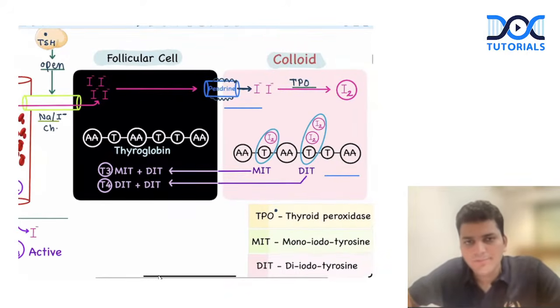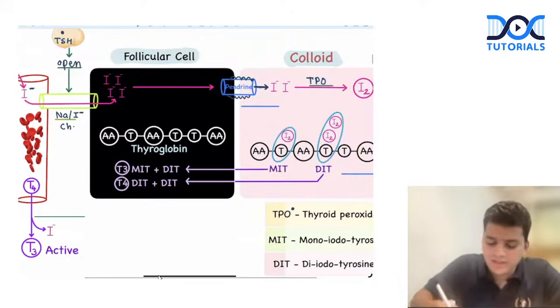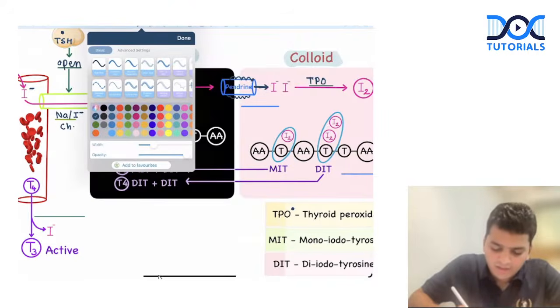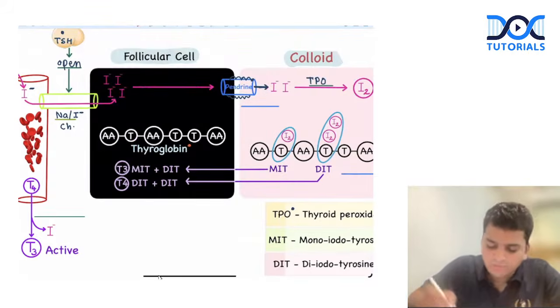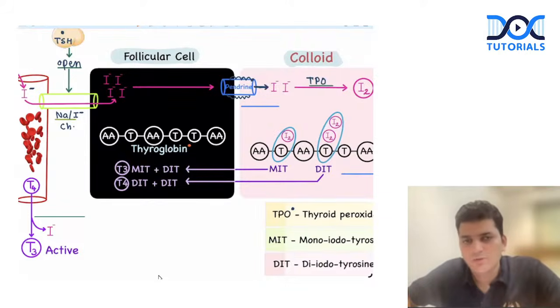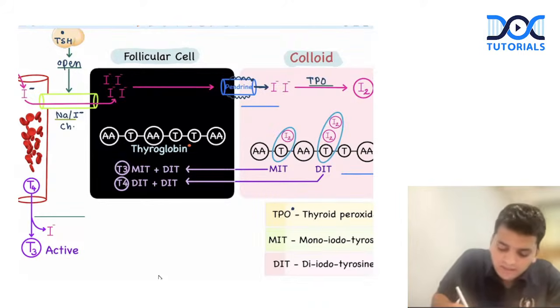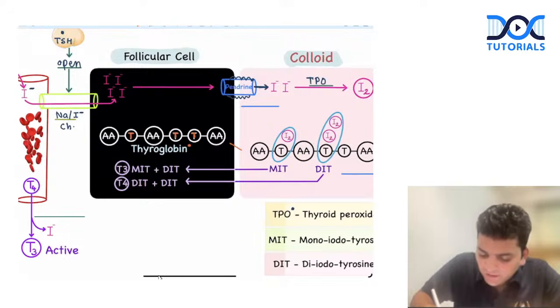When all this program is happening, meanwhile, the follicular cell has made a protein and the name of that protein is thyroglobulin. What is so special about thyroglobulin? That it contains a lot of tyrosine amino acid. Since it's a protein, it's made up of amino acids, and the amino acid we are interested in is tyrosine. It contains a lot of tyrosine. And now this thyroglobulin protein will come in the colloid.